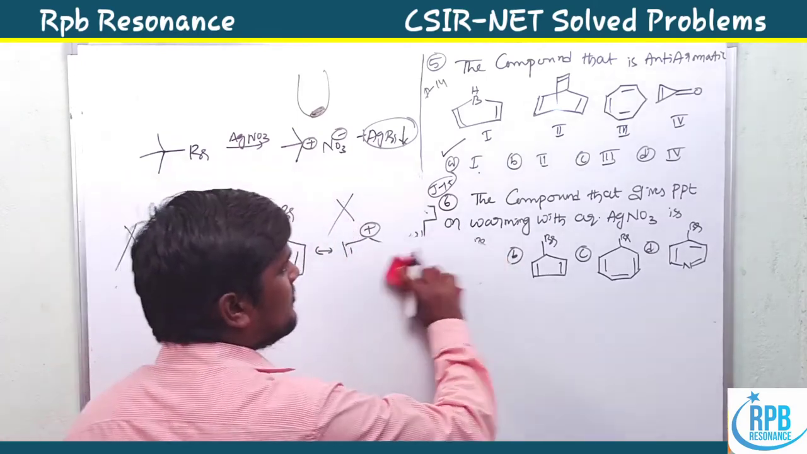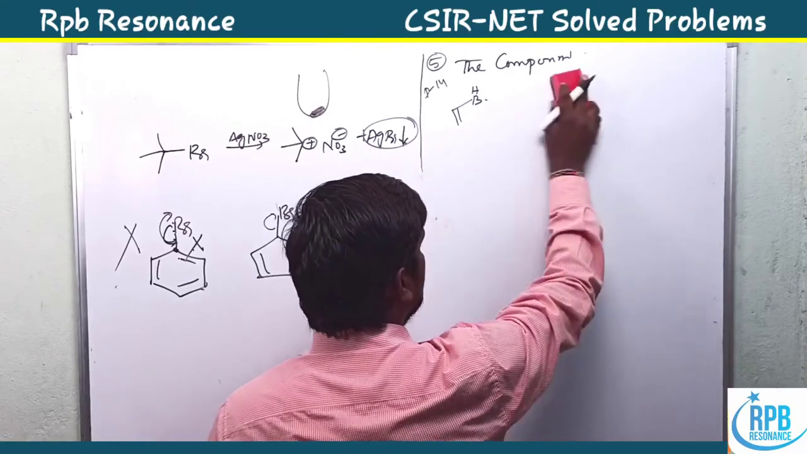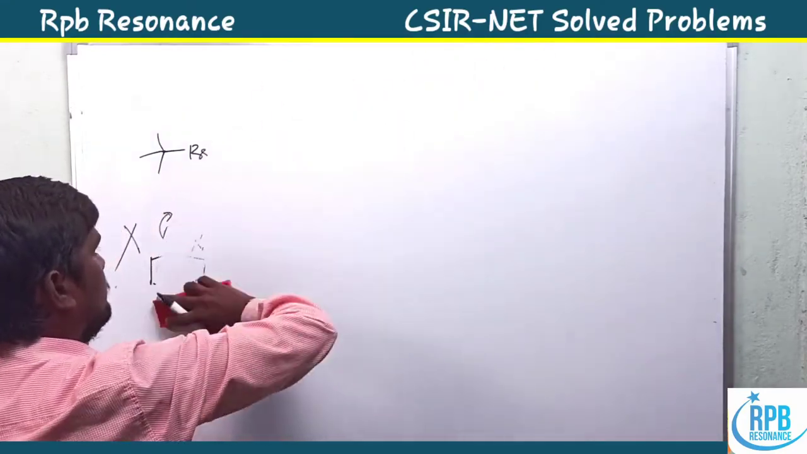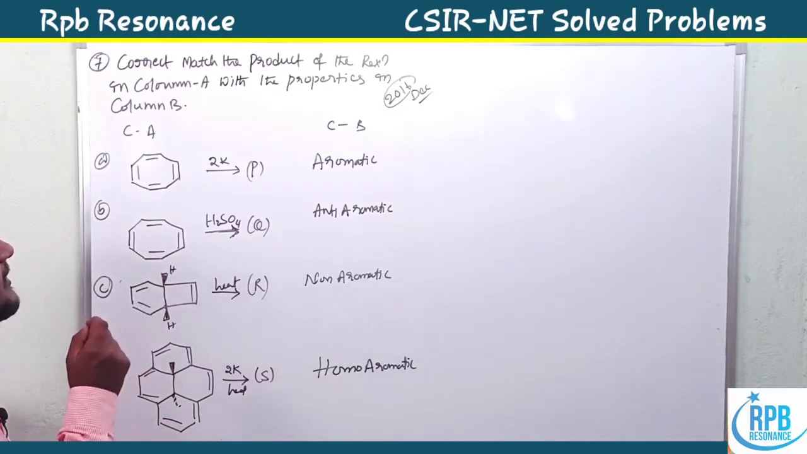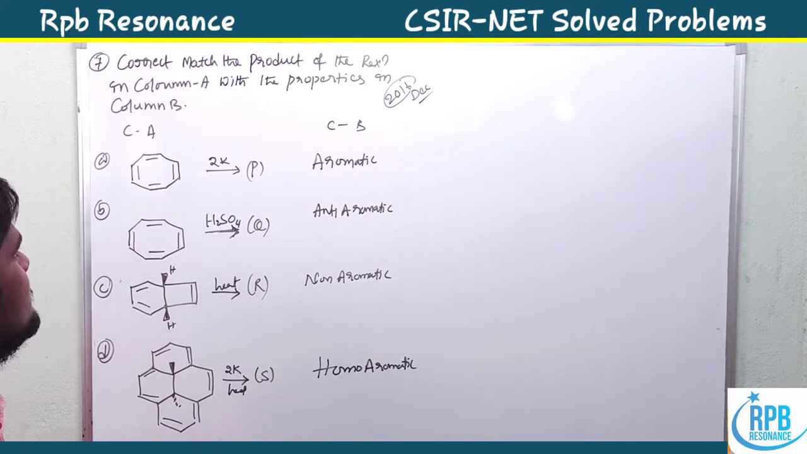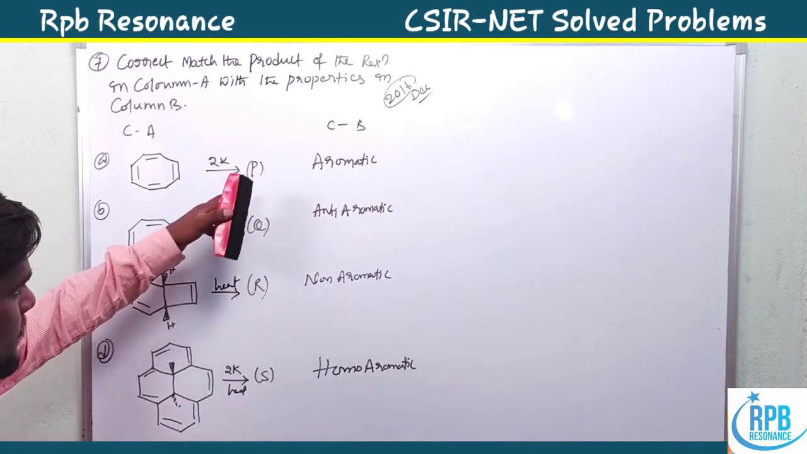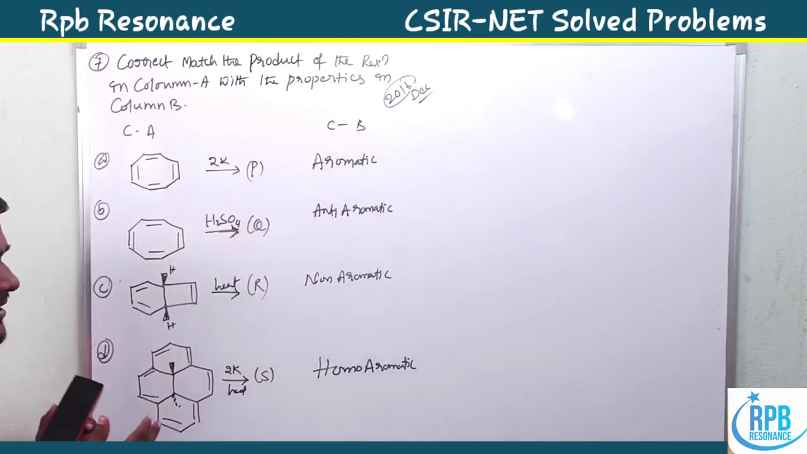So this is given in June 2015. Okay, now this is problem number 7. Correctly match the products of the reactions in column A with the properties in column B. So they are given in four options.